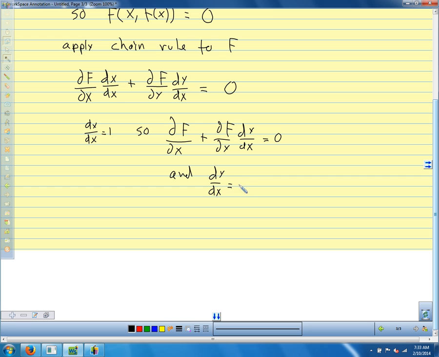Equals the negative partial of f with respect to x over the partial of f with respect to y. And we usually write this as negative f sub x over f sub y. And we want the partial of f with respect to y not equal to 0.